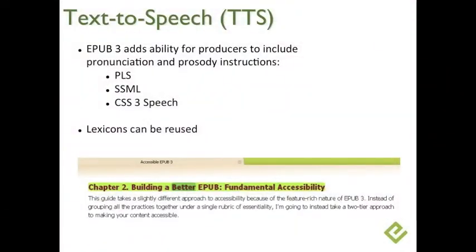Text-to-speech. A lot of people think of text-to-speech as something that's just in the reading system. You turn it on, it's available to you or not. EPUB 3, and by extension HTML5, you have access to PLS, SSML, and CSS3 Speech. Each of these is a means of enhancing the quality of the rendering of the text-to-speech engine.